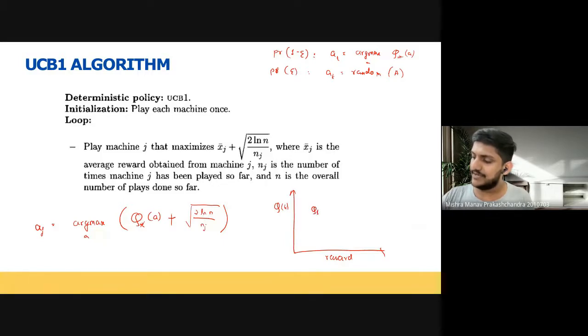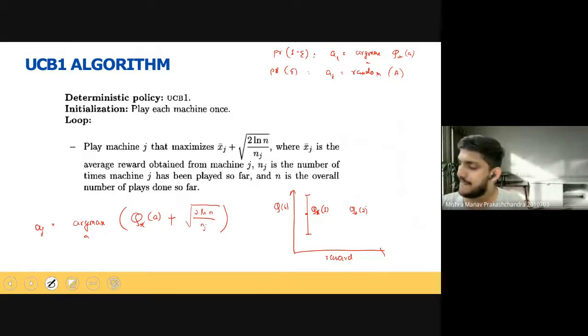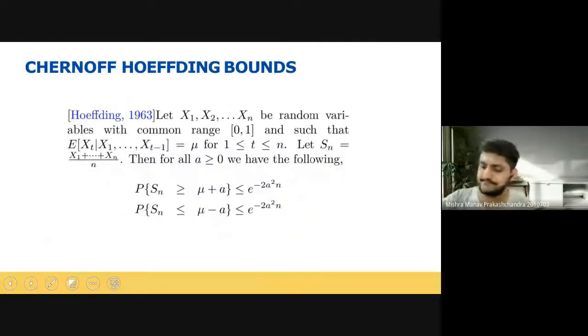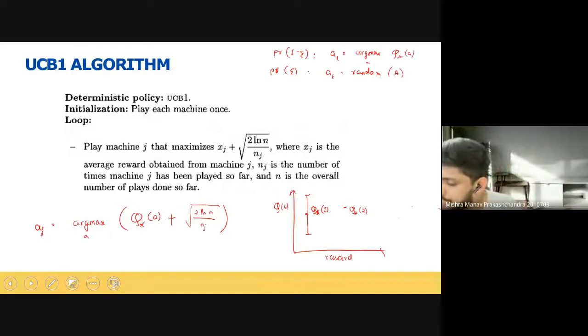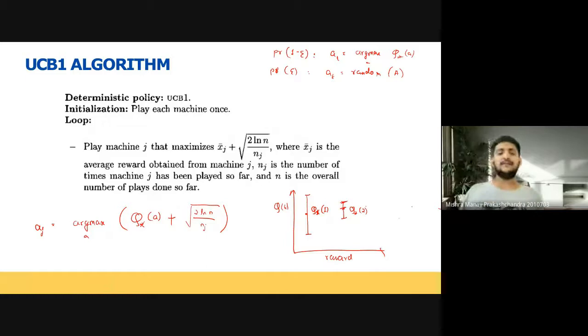So this is Q star of one, and this is Q star of two. Let's say I have two arms. This is the mean that I have, and the confidence interval looks something like this, and this is for arm two. Let's say this is my estimated mean, and this is what the confidence interval looks like. All I'm trying to do is select those actions whose confidence interval is also taken into consideration when I'm selecting an action. In that way, I don't always take the greedy action, but because of this standard deviation or error term, I'm also taking some sort of exploration into account.